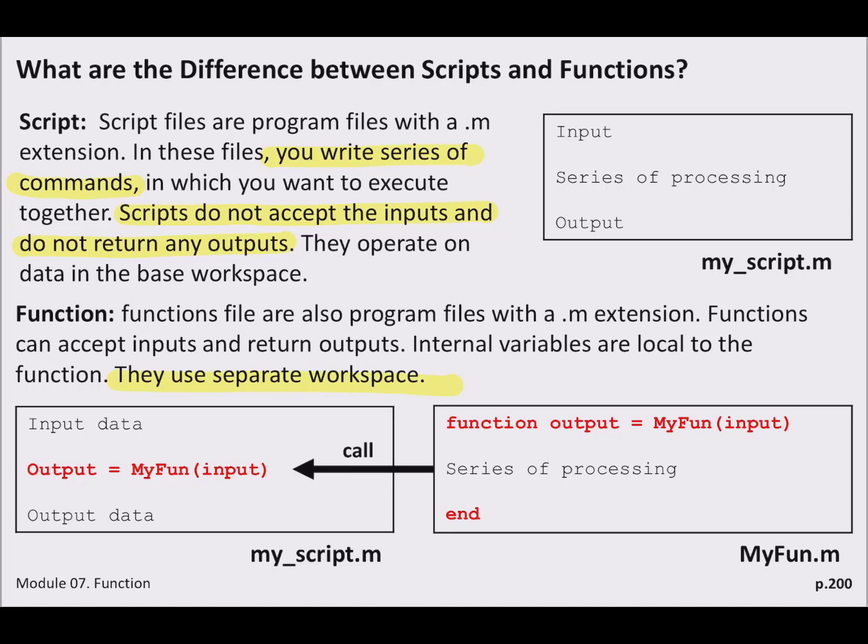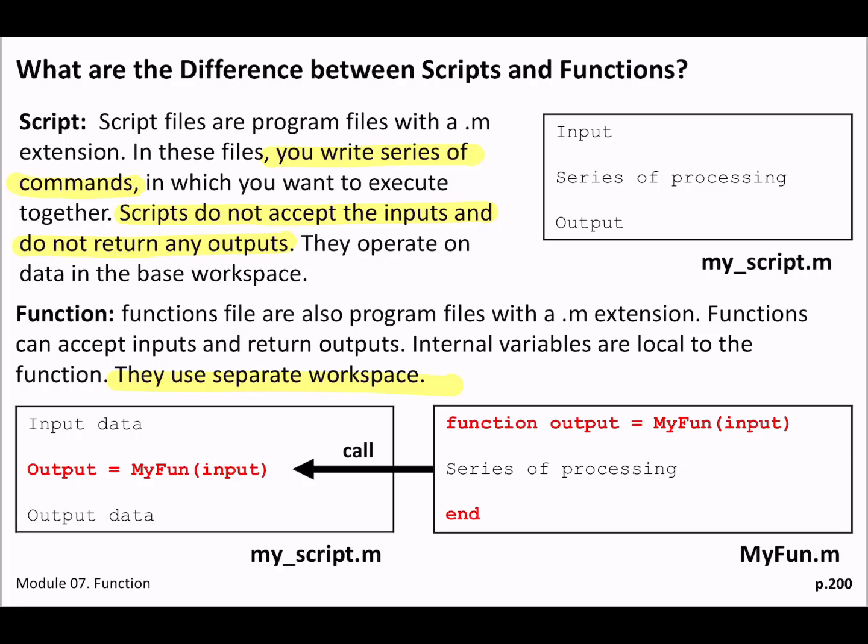Here, I said when the script calls the function, only the input is sent to the function, so not all the values. So the function cannot use any variable defined in the script except for the given input variable. Okay, I'll revisit this topic later.